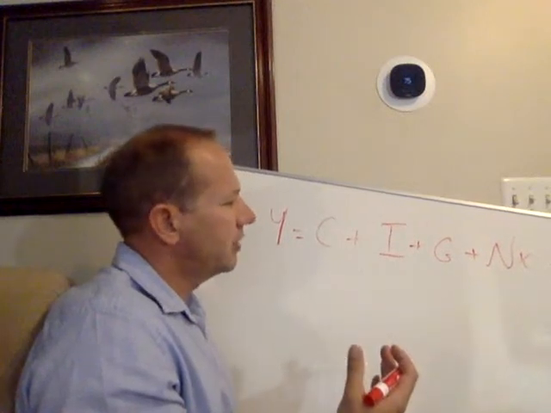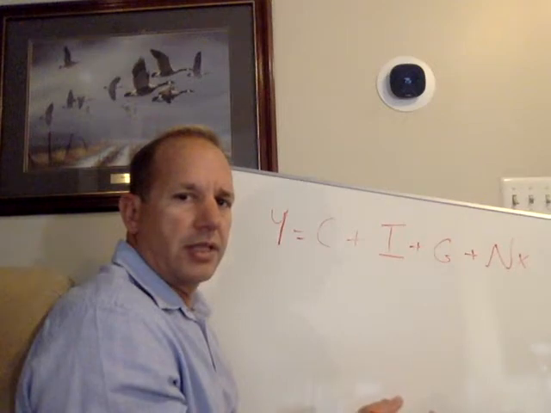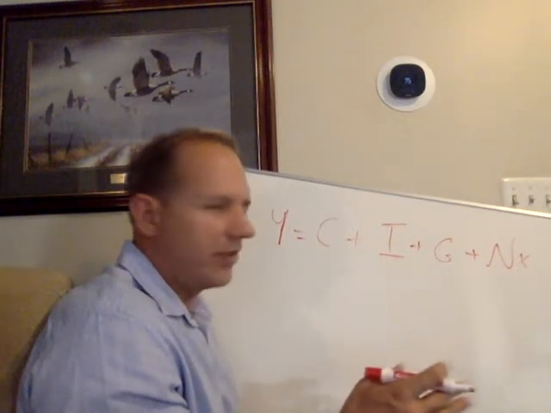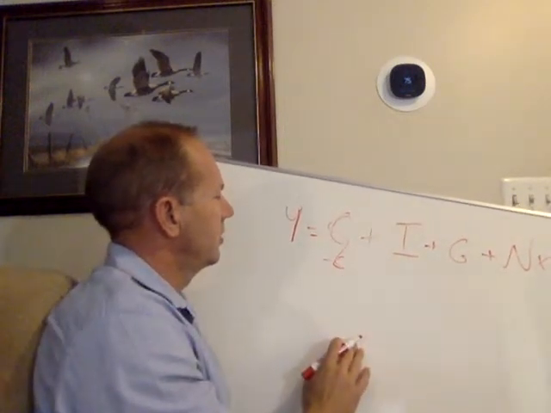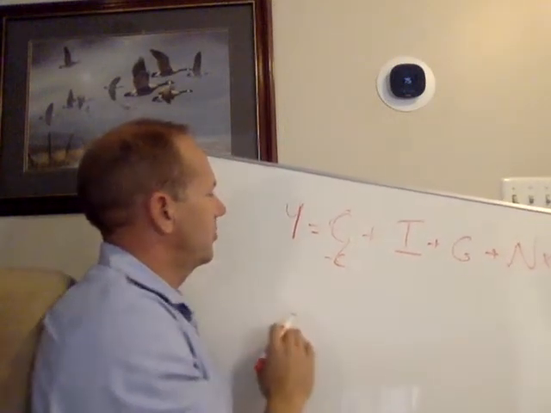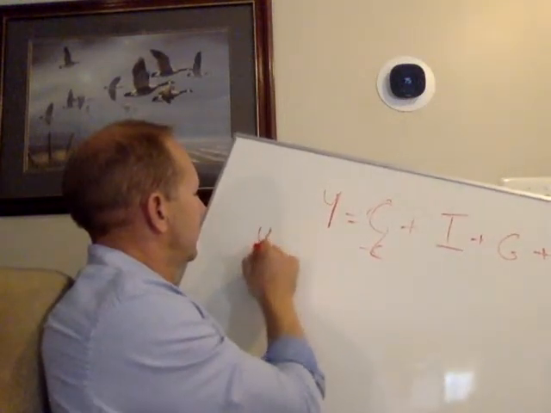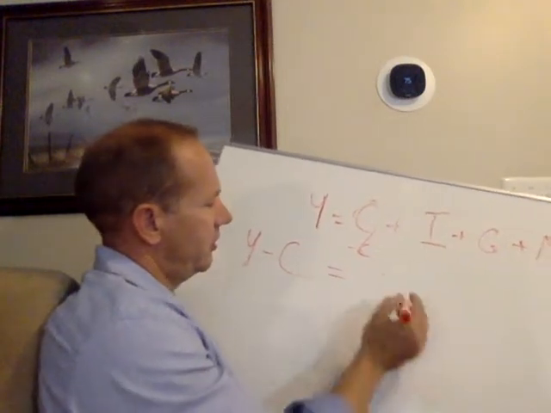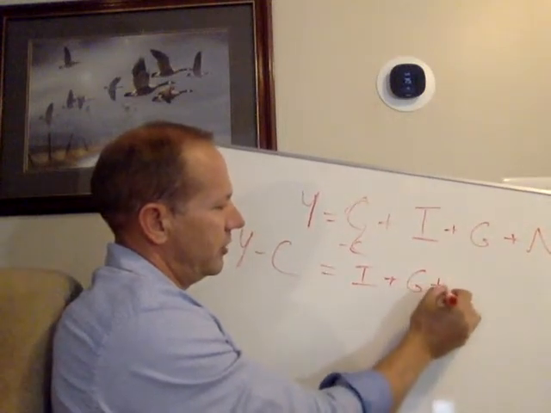So the first thing I'm going to do is subtract C from both sides. Because, well, I don't want to reveal why. But I'm going to just go ahead and do that. Just humor me. Follow along. So I subtract C from both sides. That takes it away. It's not over here anymore. But I can't just take it away from Y, right? So I'm left over here with Y minus C is equal to, everything else is still there, I plus G plus NX.